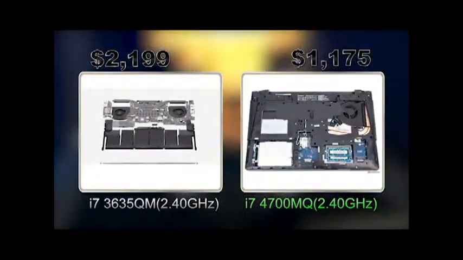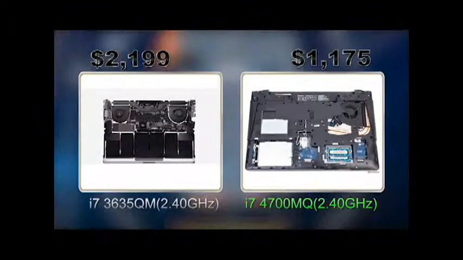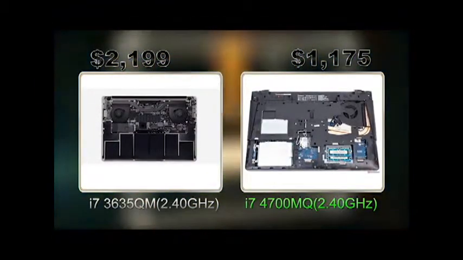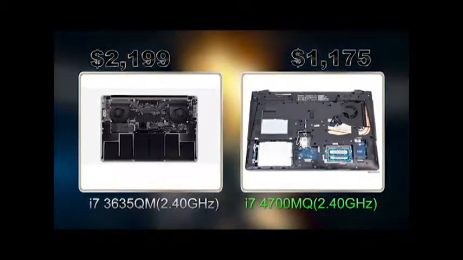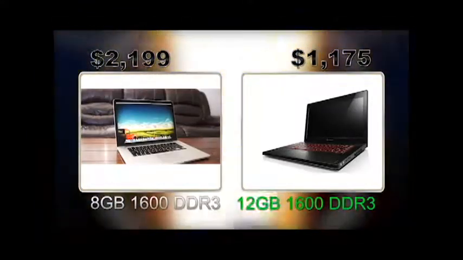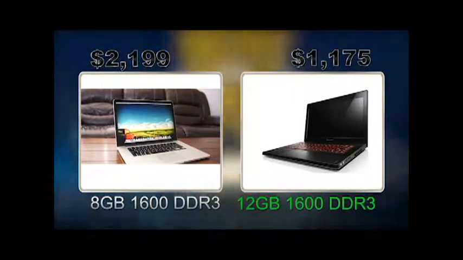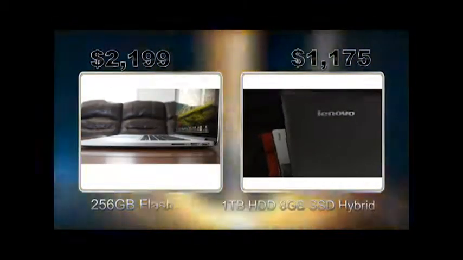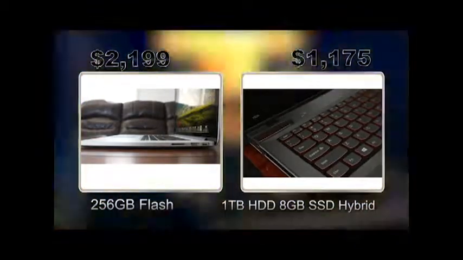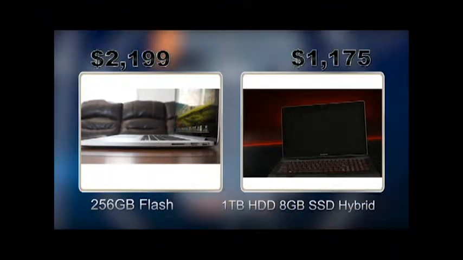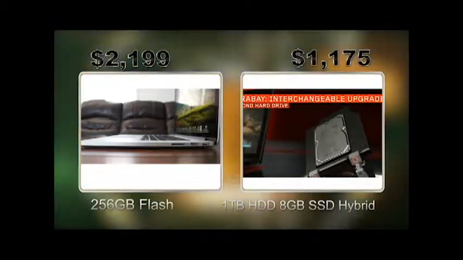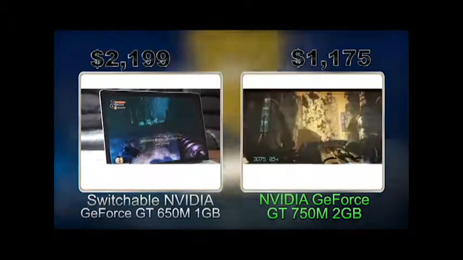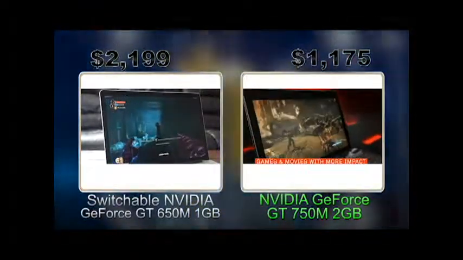It comes with a 2.4 gigahertz quad core i7, boost up to 3.4, or you can get it as 2.7 gigahertz quad core i7, boost up to 3.7. It has 8 gigs of 1600 megahertz DDR3 onboard RAM. It also has 256 gigabyte, configurable to 512 or 768 gigs of flash storage. So this is a solid state hard drive. And an NVIDIA GeForce 650 with 1 gigabyte of DDR5.